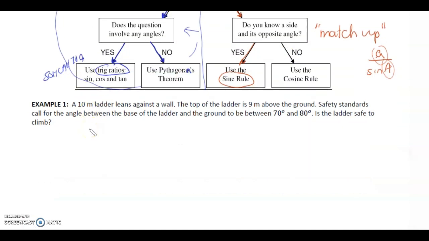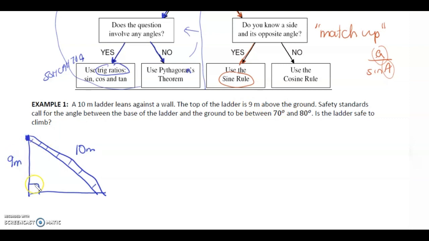So example 1, a 10-meter ladder leans against a wall. So already I know there's some wall, there's some ground, walls and grounds meet at 90 degrees, and then there's a ladder, like this. So a 10-meter ladder. The top of the ladder is 9 meters above the ground. So this is the top of the ladder, and this will be 9 meters above the ground.